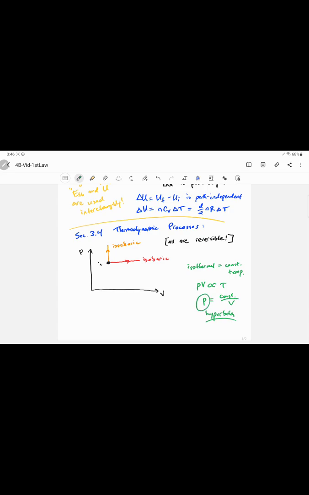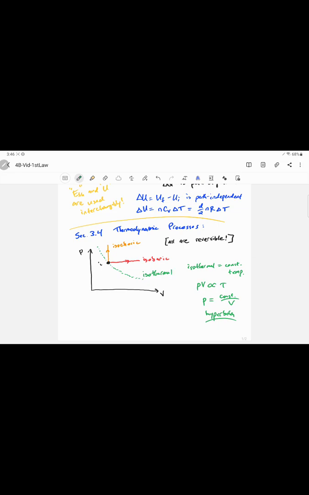Pressure, the vertical axis, is equal to a constant divided by something on the horizontal axis. So let me draw that hyperbola. It should be the case that if I double the volume, I halve the pressure. That's what a hyperbola is all about. So this one is isothermal.